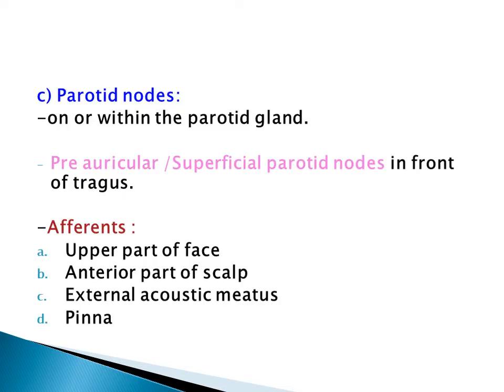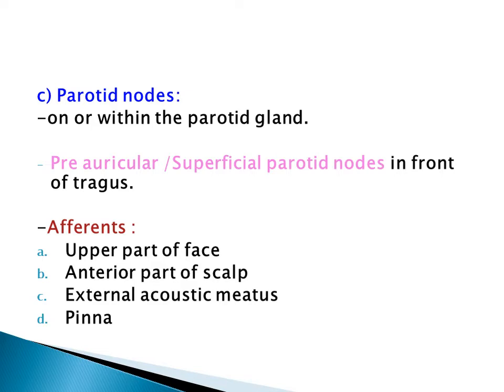Next are the parotid nodes. Parotid nodes are superficial and deep nodes. Now they lie either on or within the parotid gland. Those which are lying on the superficial part are called the superficial parotid nodes, and those which are deeply placed are called the deep parotid nodes. So here we have the preauricular group, or the superficial parotid nodes. They are seen in front of the tragus of the ear.